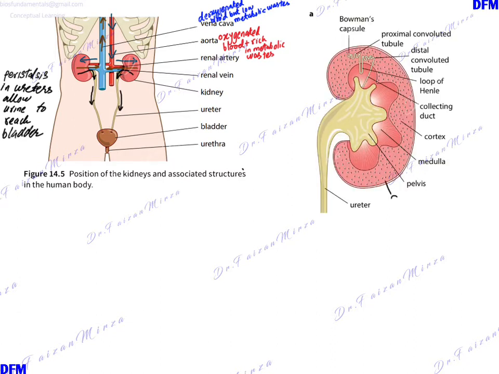This diagram shows you the cut section of the kidney. There are 4 layers in the kidney. Number 1, capsule. The outermost layer is the capsule. Then the second layer is the cortex. The third layer is the medulla, and the fourth layer is the pelvis. The pelvis then joins with the ureter.